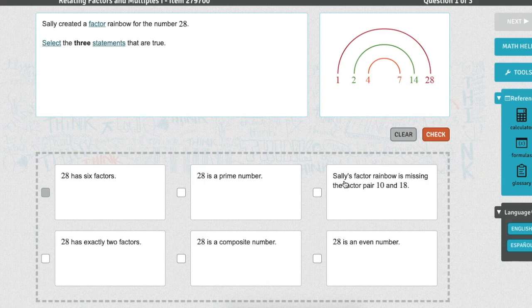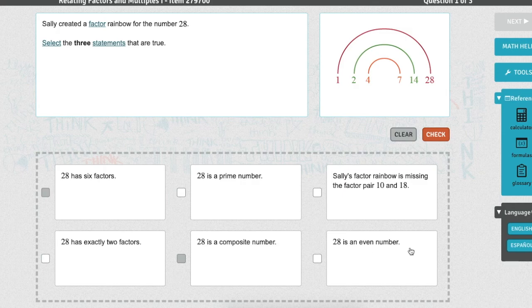Okay. The next one says that Sally's factor rainbow is missing the factor pair 10 and 18. Is 10 times 18 28? No. So that would say no. 28 has exactly 2 factors. Do you see 2 factors? I don't. Okay. 28 is a composite number. Well, we kind of talked about that. It's got multiple factors other than 28 and 1.